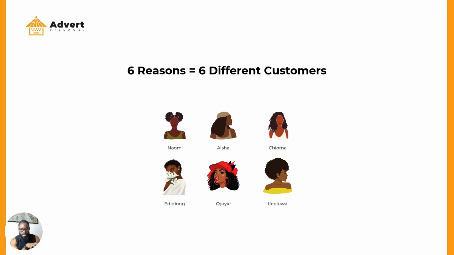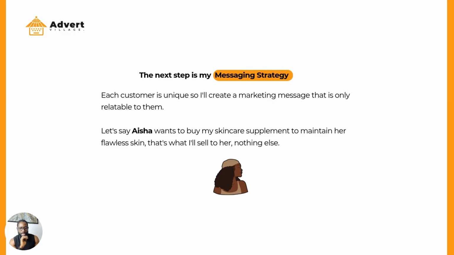So Naomi, Aisha, Chioma, Edidiong, Joy, and Ethan, these are the 6 different customers who will buy my skincare product. And remember, they are buying for different reasons. They are not buying for the same reason. And this is something you need to understand, which is the next step, your messaging strategy. Each customer is unique. So I need to create a marketing message that is only relatable to them.